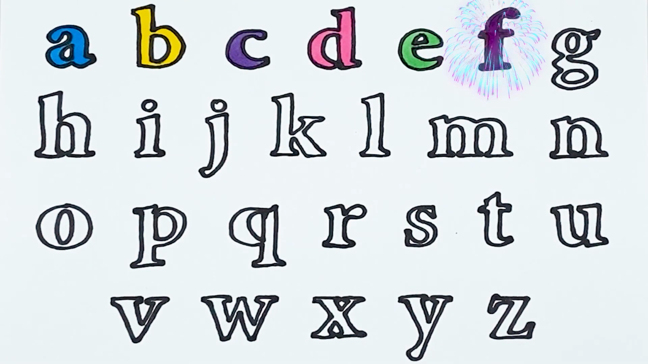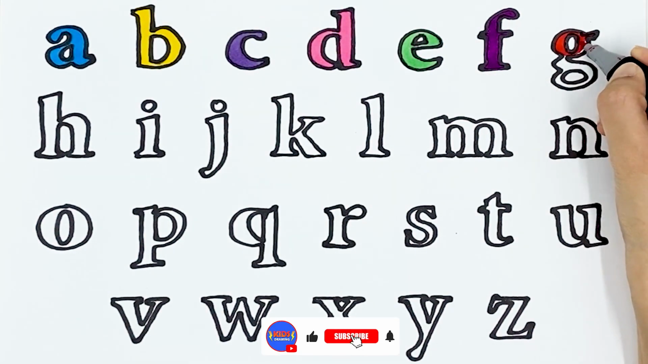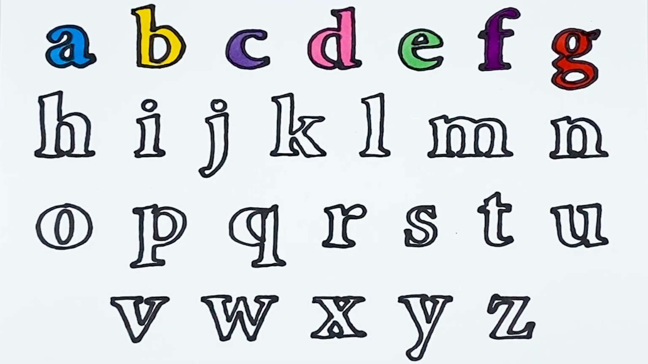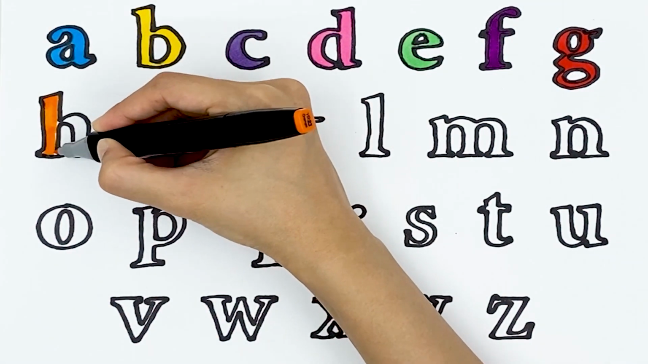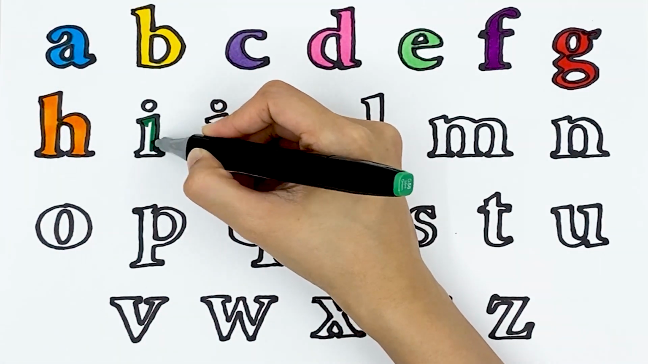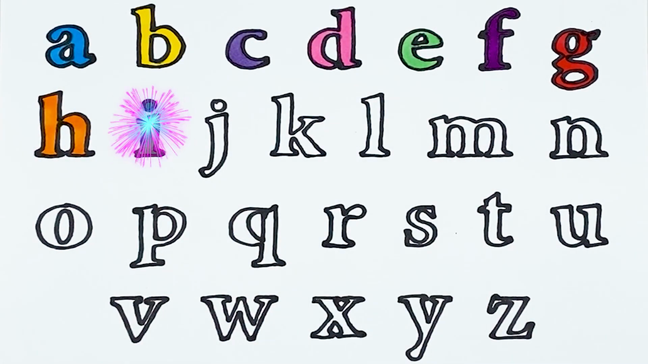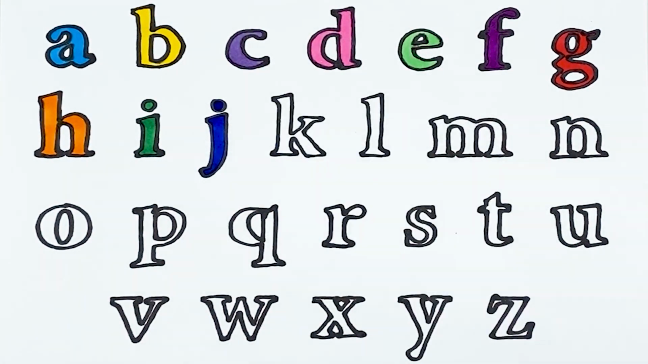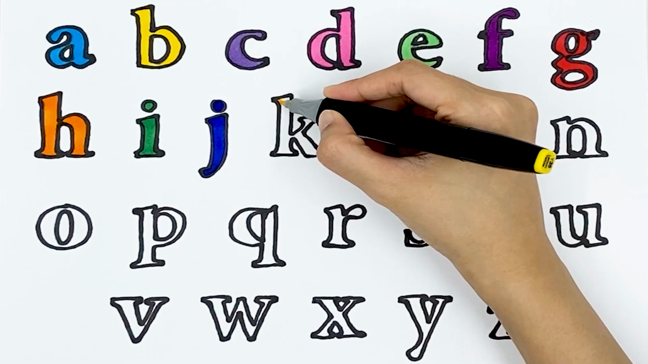P is for pony. Pony. Pony. P. Pony. Q is for queen. Queen. Queen. Q. Queen. R is for rainbow. Rainbow. Rainbow. R. Rainbow.